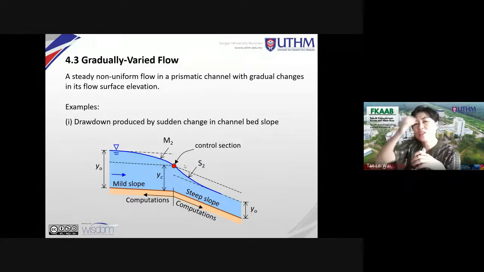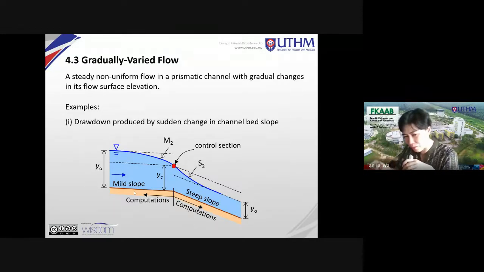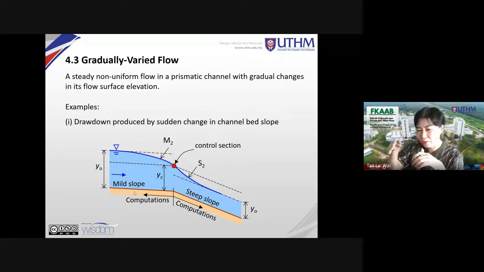Now, where can you see cases where gradually varied flow occurs? For example, you have drawdown, right? When the flow is flowing on a mild slope, then the slope changes from mild to steep slope. Therefore, the depth of flow changes gradually. Of course, this is not a very steep slope. If it is a very steep slope, then you have very fast flow as well.